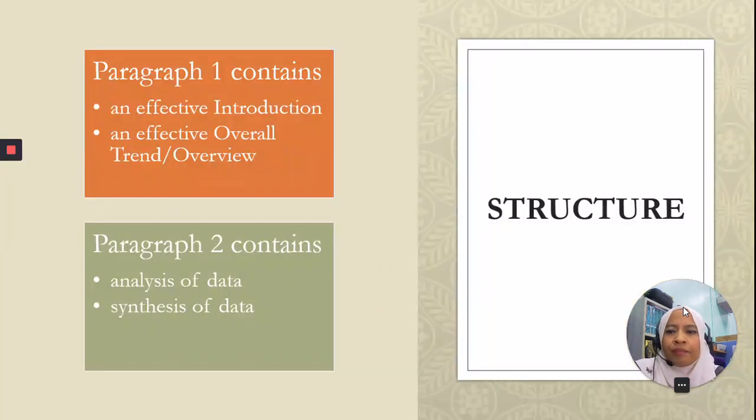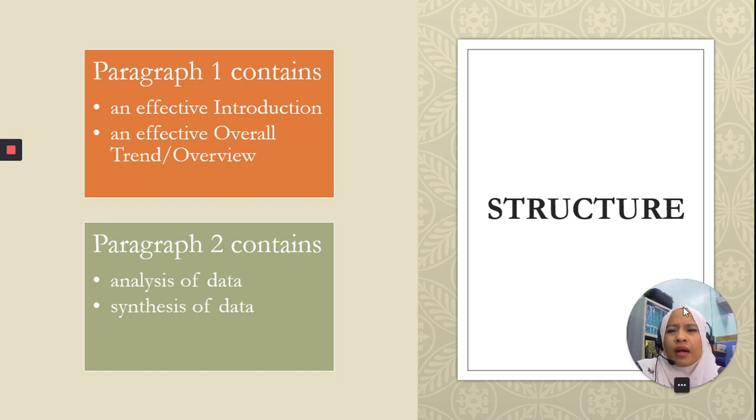Alright, so that's the title. Now let's look at the structure of the report. Like I said just now, it is advised for you to write only 2 paragraphs, because we don't want it to look like an essay. It should be short and sweet.